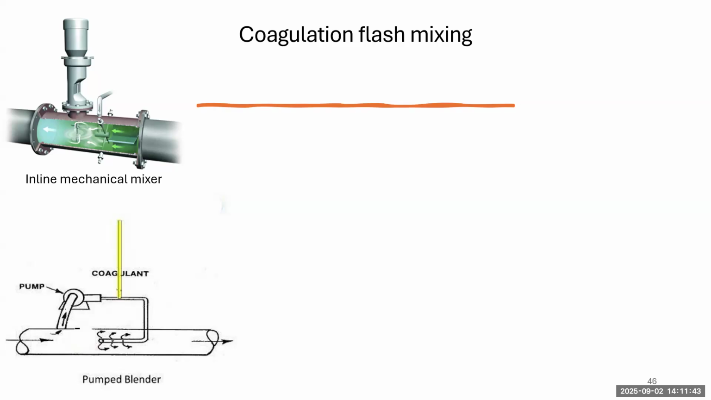Here we have a pump that's taking a little bit of water off of the supply pipe. It's combining it with the coagulant and pushing it back into the flow, against the flow. And it's allowing the flow of the water to mix it. And there could even be some static mixers in that pipe as well.